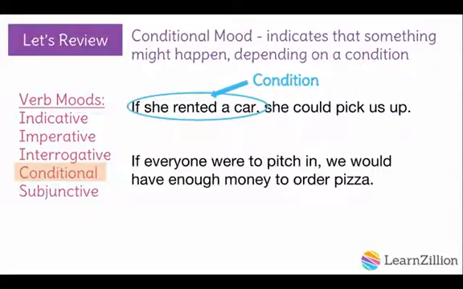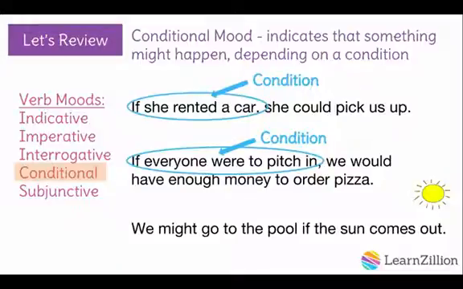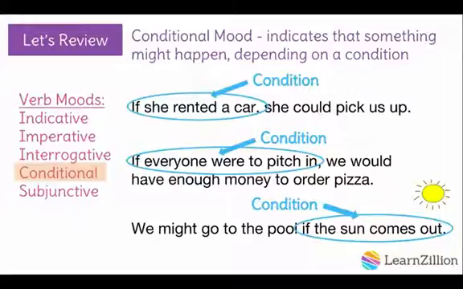Let's look at another example. If everyone were to pitch in, we would have enough money to order pizza. If everyone were to pitch in is our condition. This next statement, we would have enough money to buy pizza, could only happen if our condition were met. And one more. We might go to the pool if the sun comes out. This time our condition, if the sun comes out, is at the end of the sentence. The action, we might go to the pool, depends on this condition.